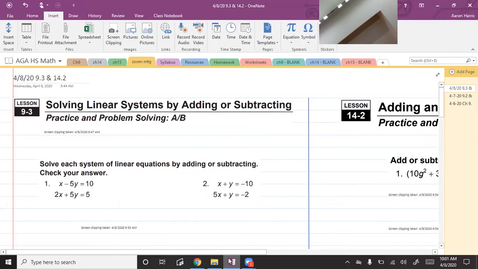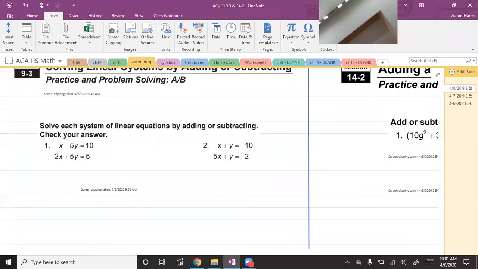Solving linear systems by adding or subtracting. Okay, so we are going to do a couple of problems, 2 per each. This just helps you out, okay?